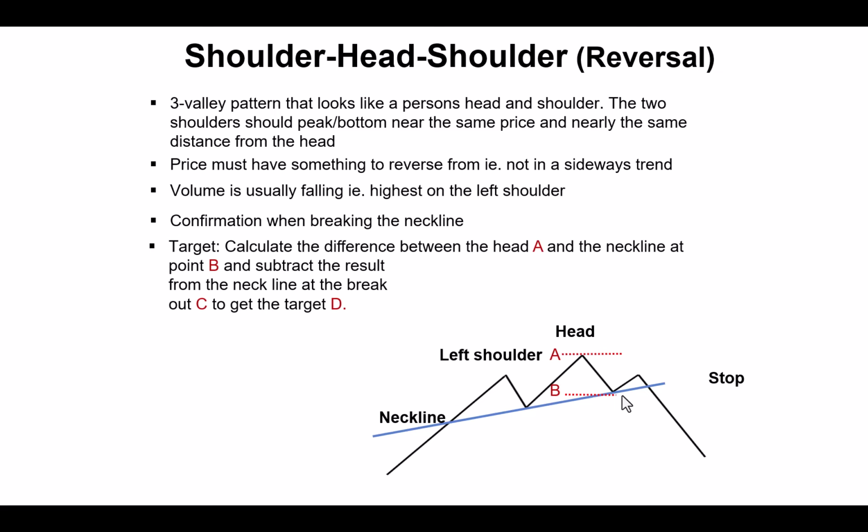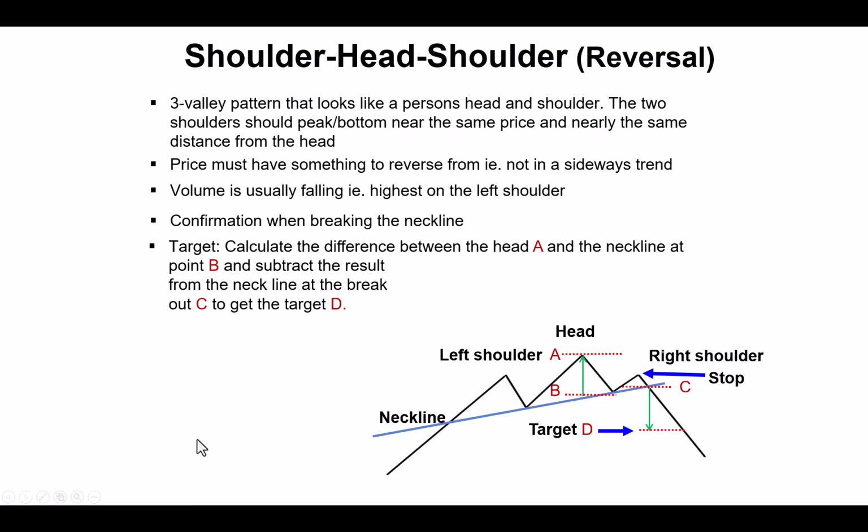The two shoulders should be more or less at equal height. And this is how we calculate the target. We calculate the difference between the head, which is A here, and the neckline, going vertically down. And then we subtract that, or add it if it's an inverse shoulder head shoulder, meaning a person standing on his head. That can also be a shoulder head shoulder, so it's flipped upside down.